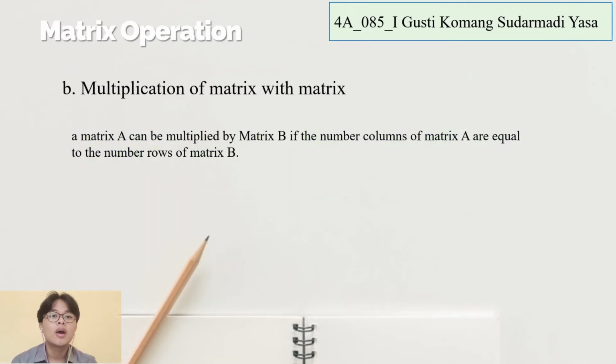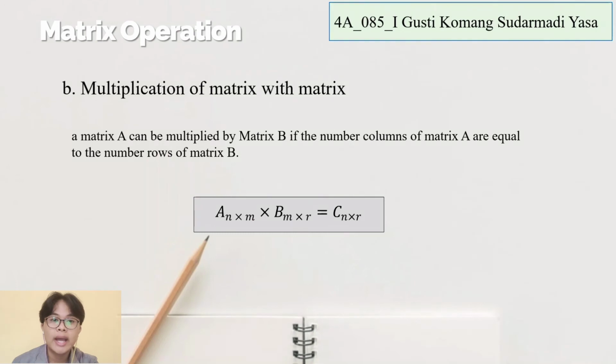The second part is multiplication of a matrix with a matrix. A matrix A can be multiplied by matrix B if the number of columns of matrix A is equal to the number of rows of matrix B. Okay, if matrix A has the order n times m and matrix B has the order m times r, then the result of A times B is matrix C with order n times r.